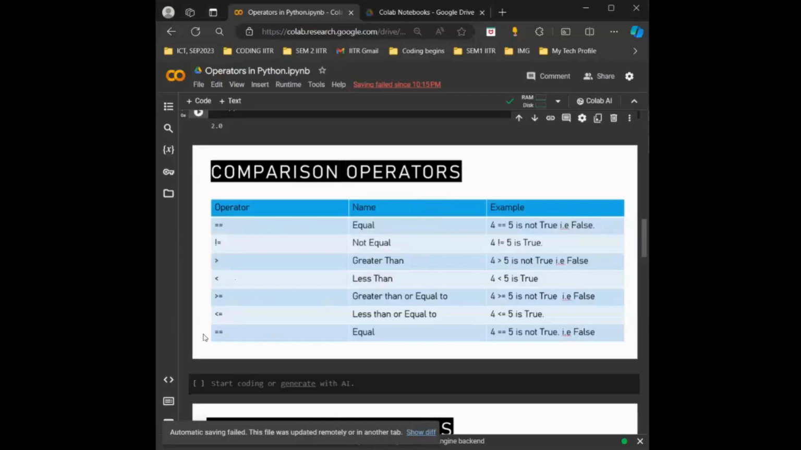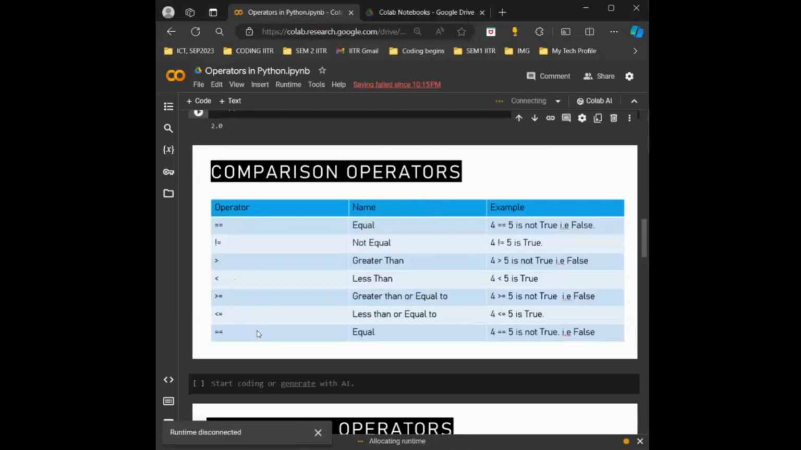Less than equal to, similar. If the value on the left hand side is less than the value on the right hand side of the operator, then it's true. If this is not the case, if they are equal, then it's true. So less than equal to says if the left value is either less than the right side value, or equal, then it is true.